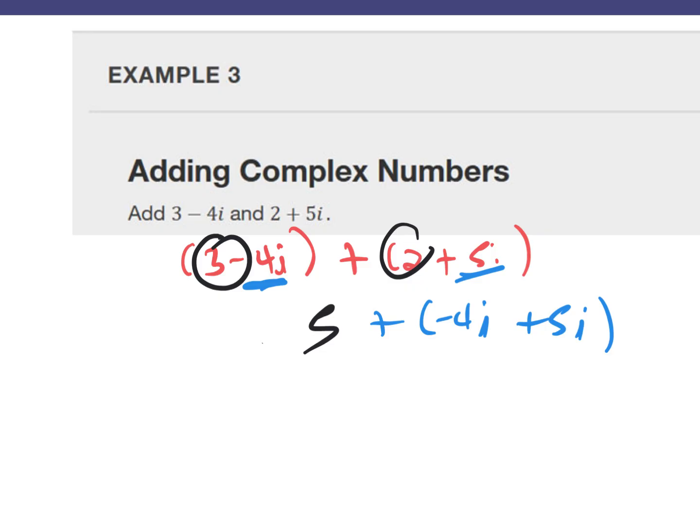The real number part was easy. 3 plus 2 is 5, plus negative 4 plus 5 is a 1. So I can say plus 1i. But why do I put a 1 in front of things? We usually don't. We just say 5 plus i. And I think that's the answer. I'm going to run with it.